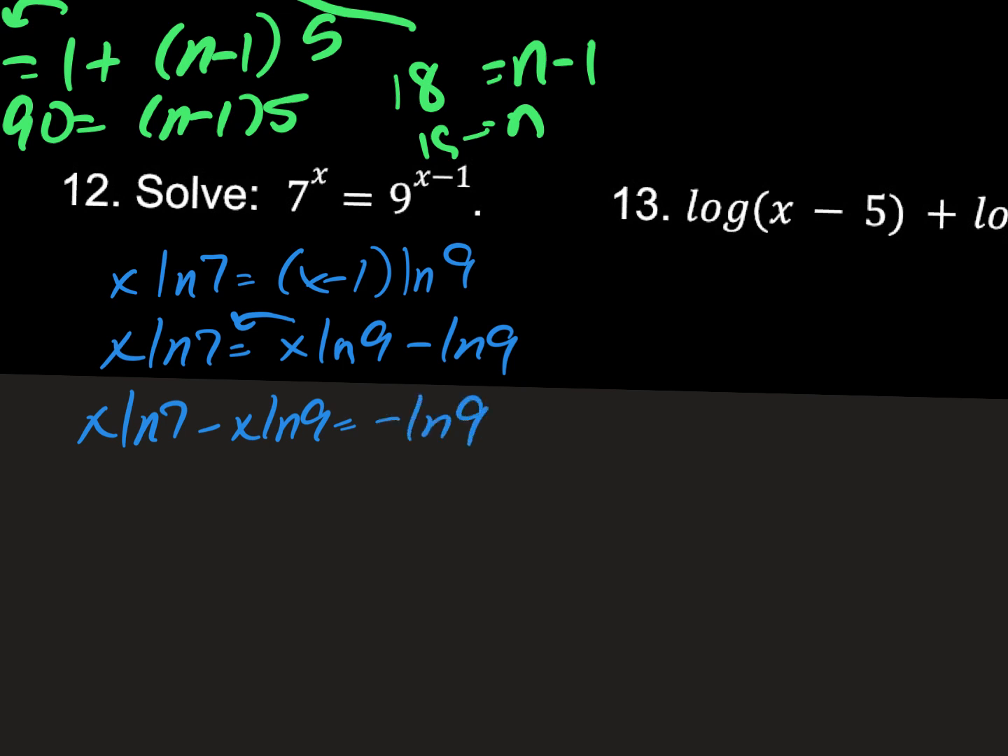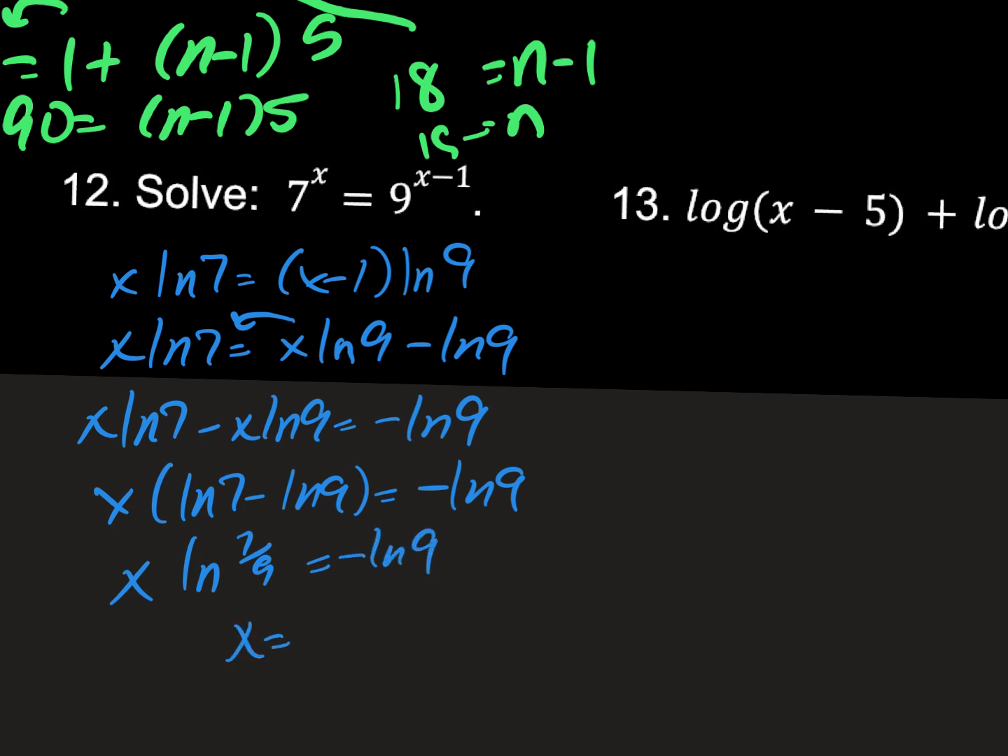Now to get the x, I've got to factor out that x, which would leave me natural log 7 minus natural log 9 equals negative natural log 9. Now remember, you can't subtract logs. You actually do division, so I'm going to make that 1 log and make it log 7/9. And then to finish up, to get the x by itself, I'm going to divide both sides by natural log 7/9.